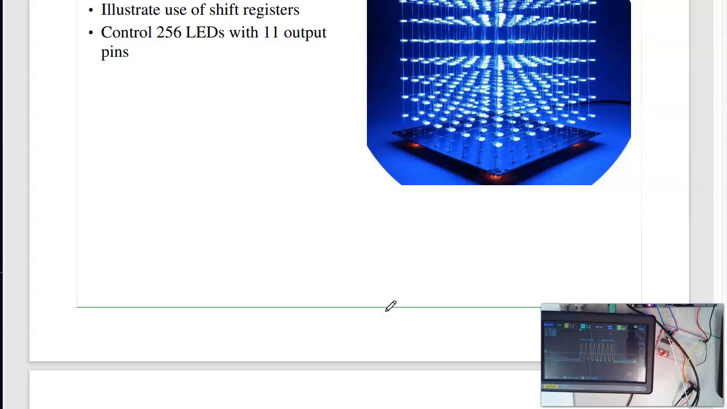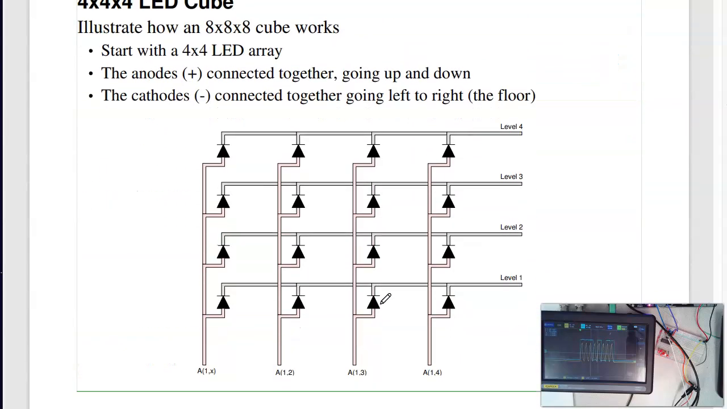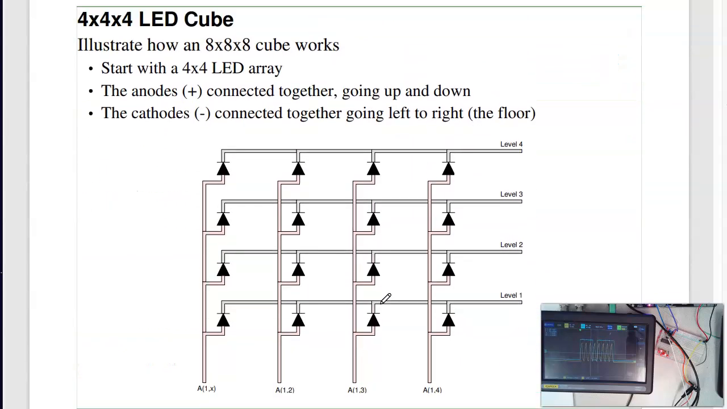So here's kind of the way the LED cubes work. I'm going to start with a 4x4x4 cube to give you an idea. If I just take one slice of a 4x4x4 cube, here's your 4x4 array. I'd have 4 of these stacked side by side. If I just take one slice, I've got my 16 LEDs. Each column has the same anode shorted together. The cathodes are then shorted across.